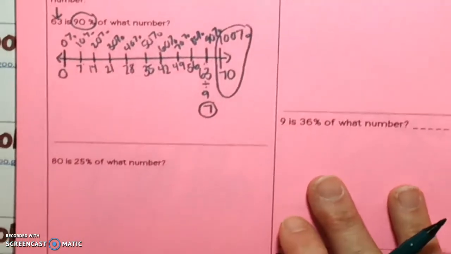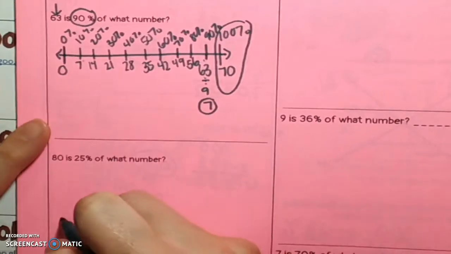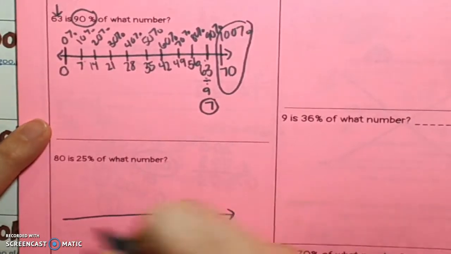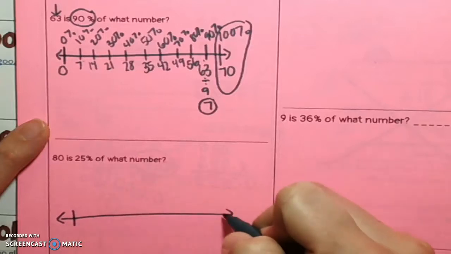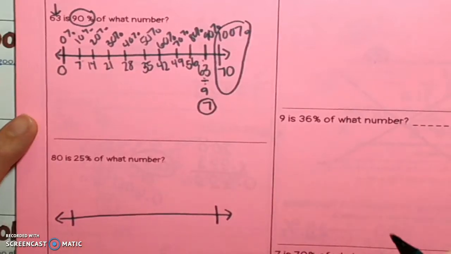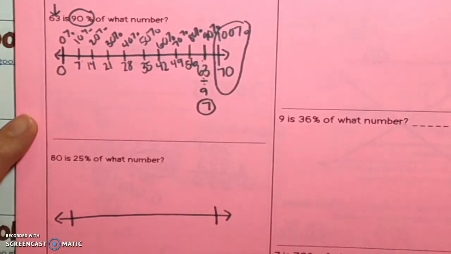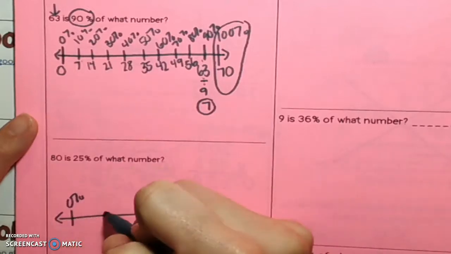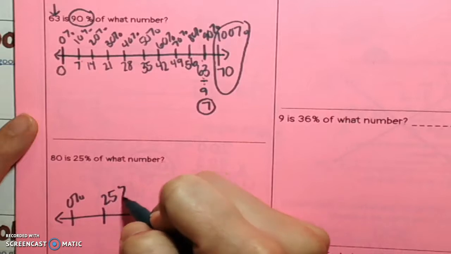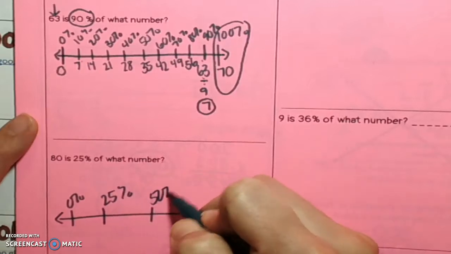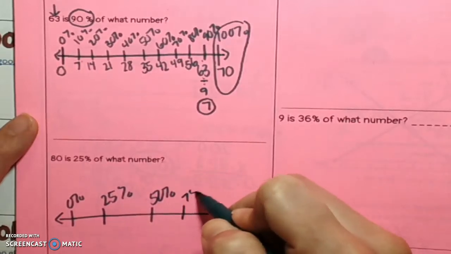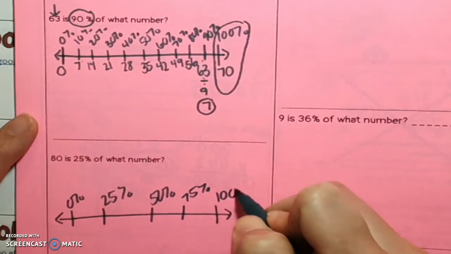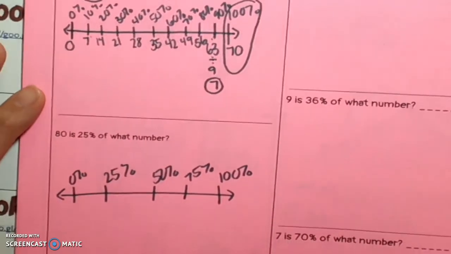This next one's easier because it's 25%. What makes it easier when it says 25? What do we know we can count by every single time it's 25? 4. We're counting by quarters. So 25%, 50%, 75%, and then 100%. We always end at 100.